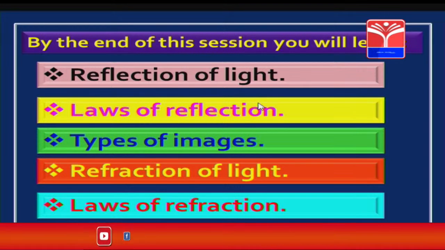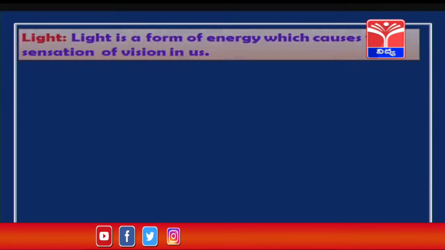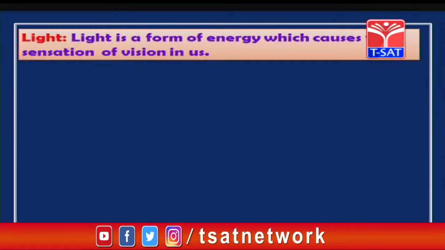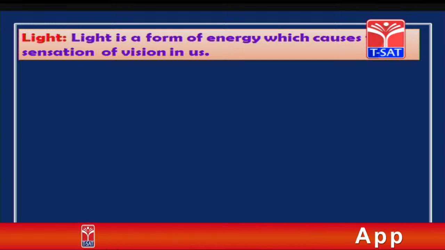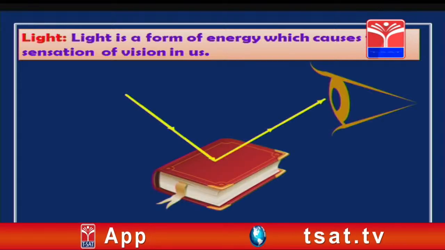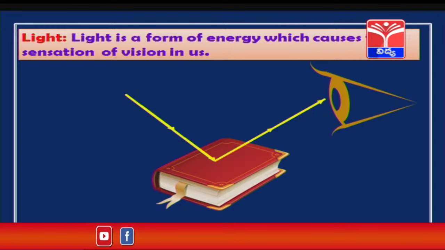First of all, we will see what is light. Light is a form of energy which causes the sensation of vision to us. When light falls on an object and reaches our eye, then we can see the object.